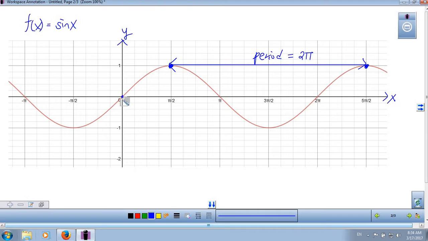Now, if you go from the midline, this middle line here, the x-axis, serves as the midline. Why is it called a midline? Because it is in the middle of the graph. There's always a midline in sine and cosine functions, and it is very important.